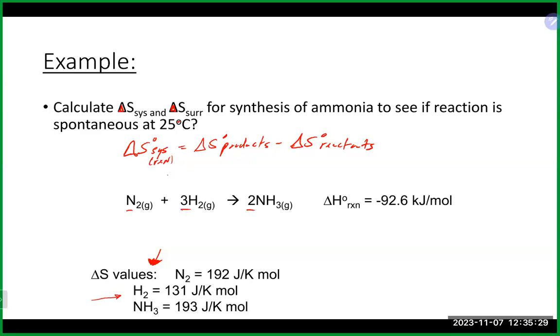So that's going to get us here for our product side, 2 times 193 joules. That's going to take care of our products. Our reactants there, we're going to take basically 1 times our value there for our nitrogen. We will need to multiply by 3 for our hydrogen.